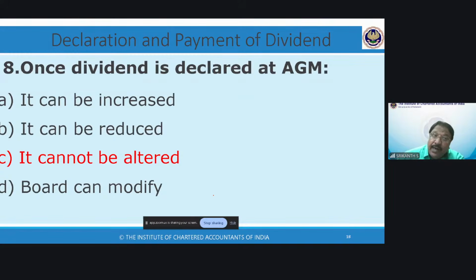But till it is declared, it can be reduced by the members. But even members cannot increase it. Only the board will recommend. Board recommended rate can be reduced, but it cannot be increased. And once it is declared by the members at AGM, that's it. It cannot be touched. It has to be paid within 30 days, transferred to unpaid account within 7 days, transferred to the IEPF within 7 years. Straight.